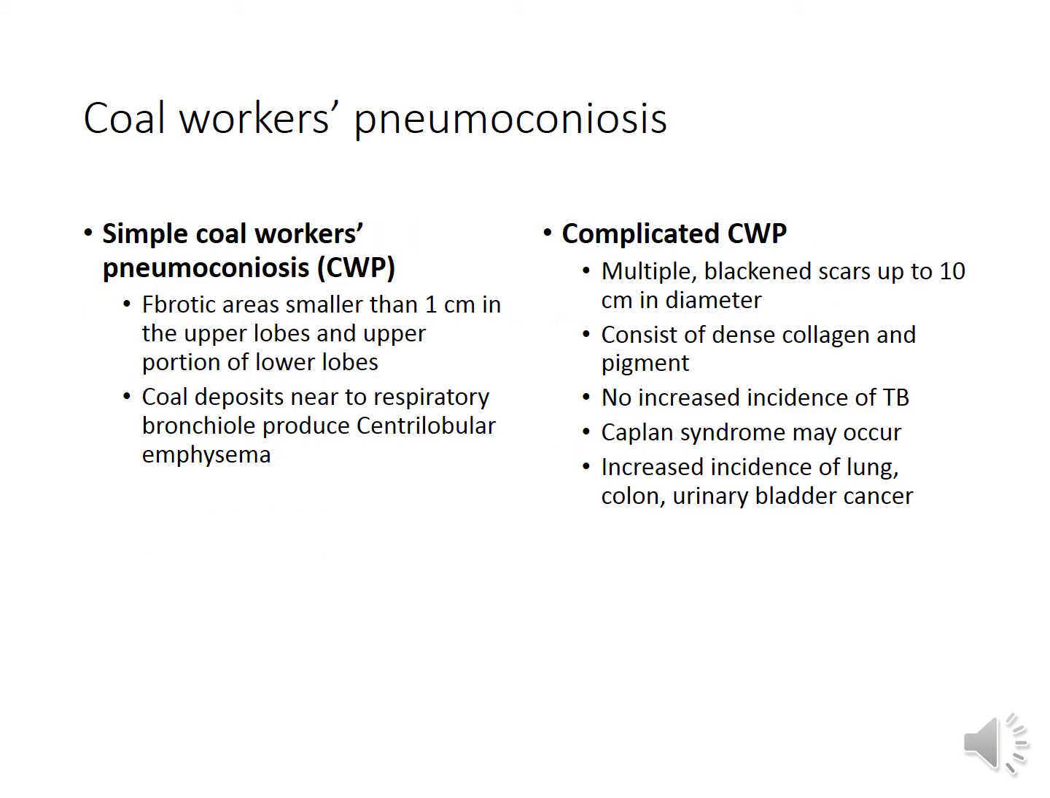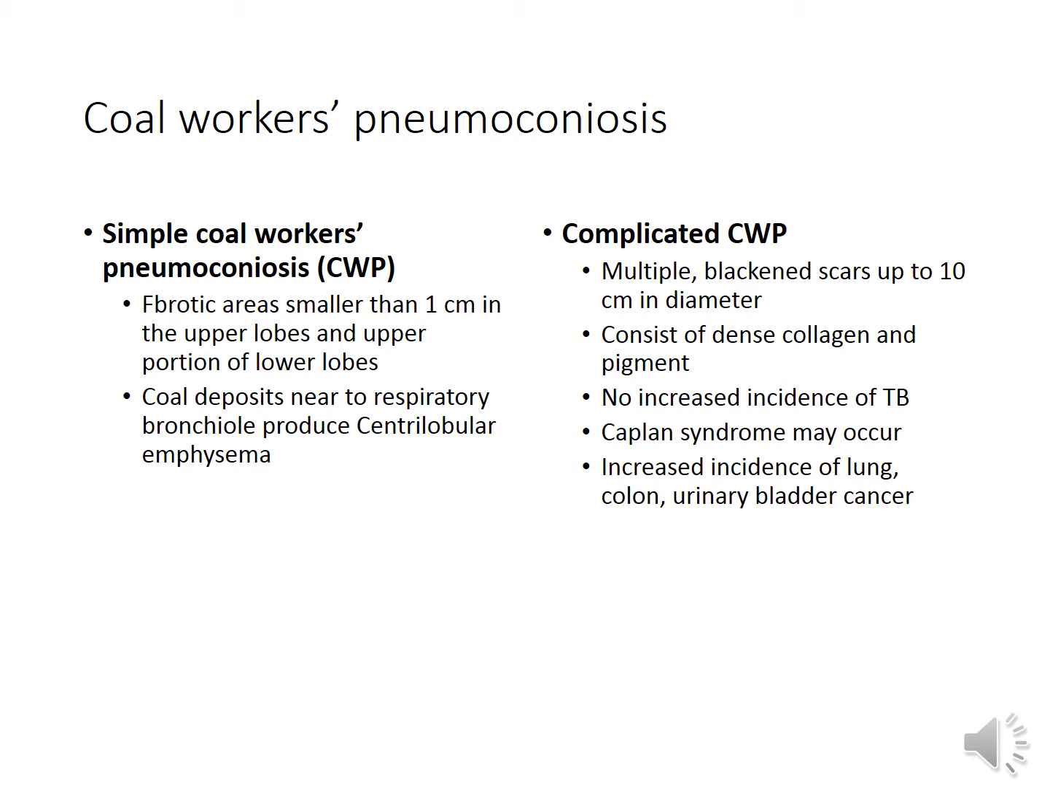Simple coal workers pneumoconiosis is characterized by fibrotic areas smaller than 1 cm in the upper lobes and upper portion of the lower lobes. Coal deposits near the respiratory bronchiole produce centrilobular emphysema. Complicated coal worker pneumoconiosis is characterized by multiple blackened scars up to 10 centimeters in diameter, which consist of dense collagen and pigment. There is no increased incidence of TB.